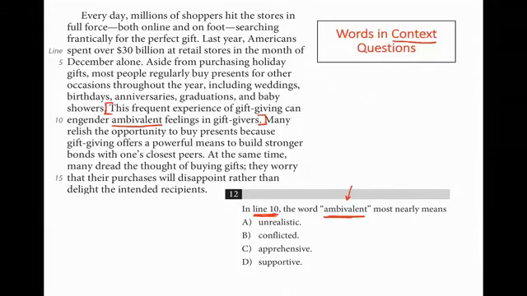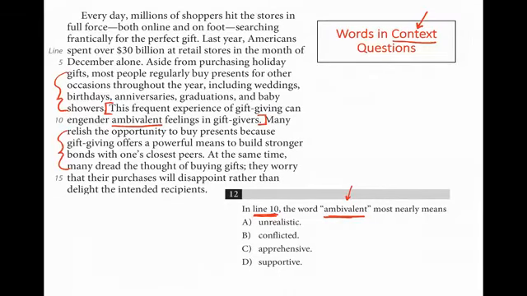Now, the important clue is this. In these questions, they've often left hints in the context just surrounding the word. So not just in the sentence that you're looking at, but also a little bit above or maybe a little bit below. Check what's going on just outside of this word, and often you can find some critical clues. So it says this frequent experience of giving gifts, or gift giving, can engender ambivalent feelings in gift givers.